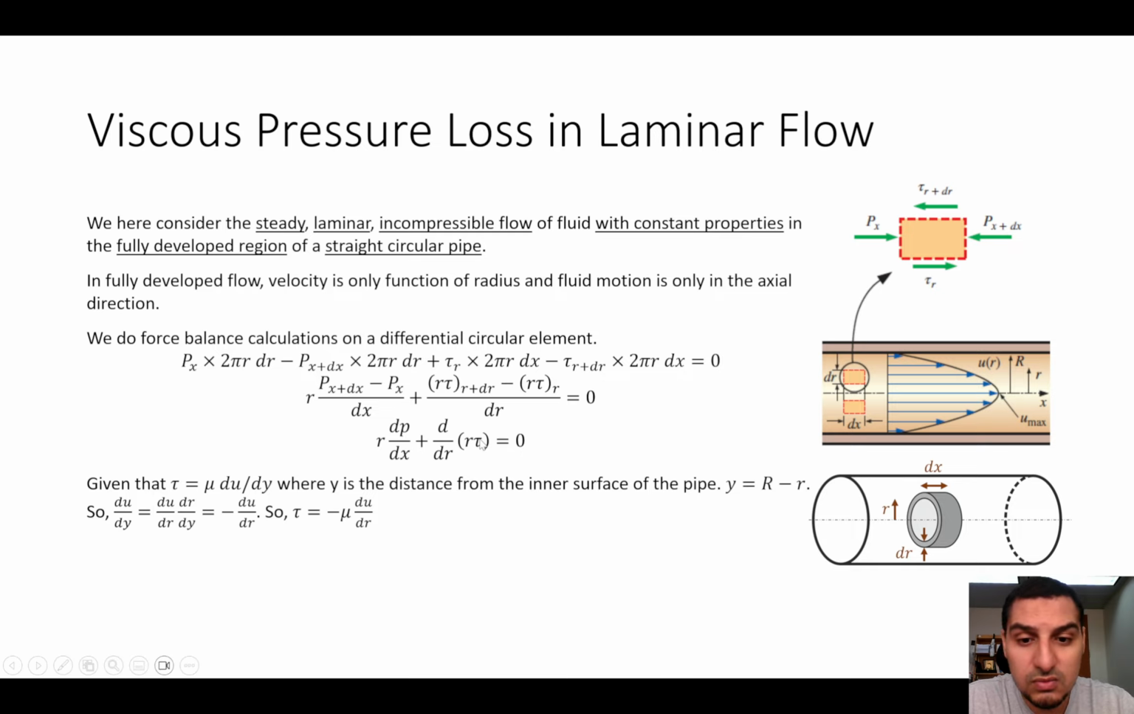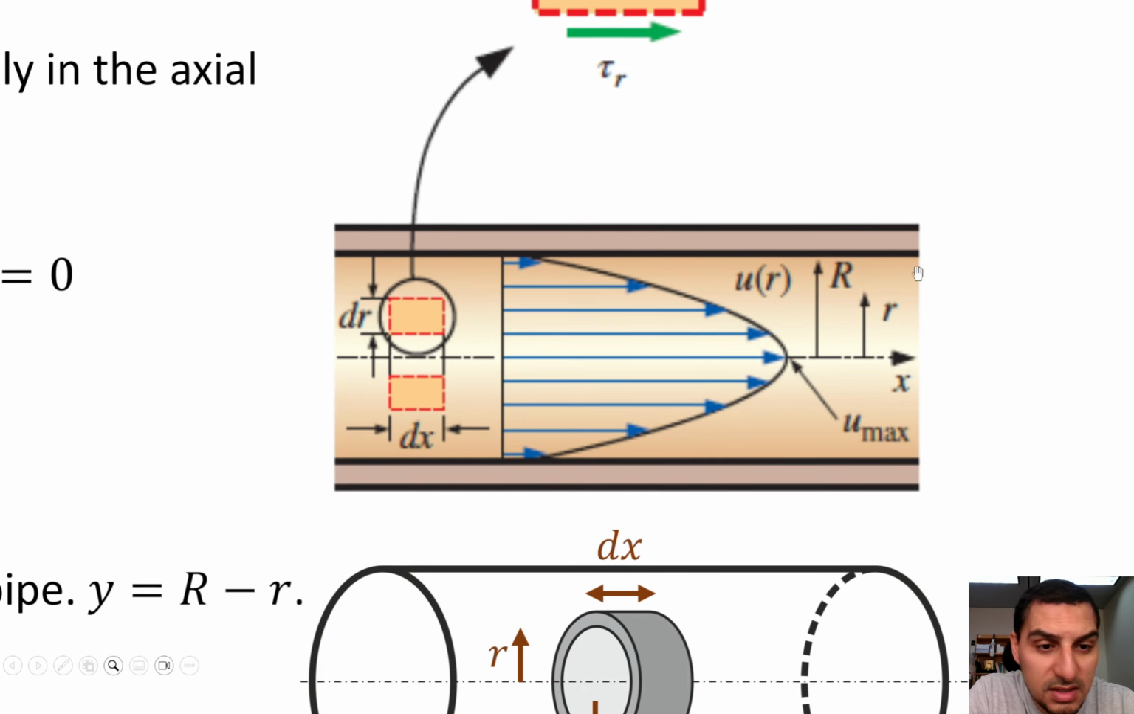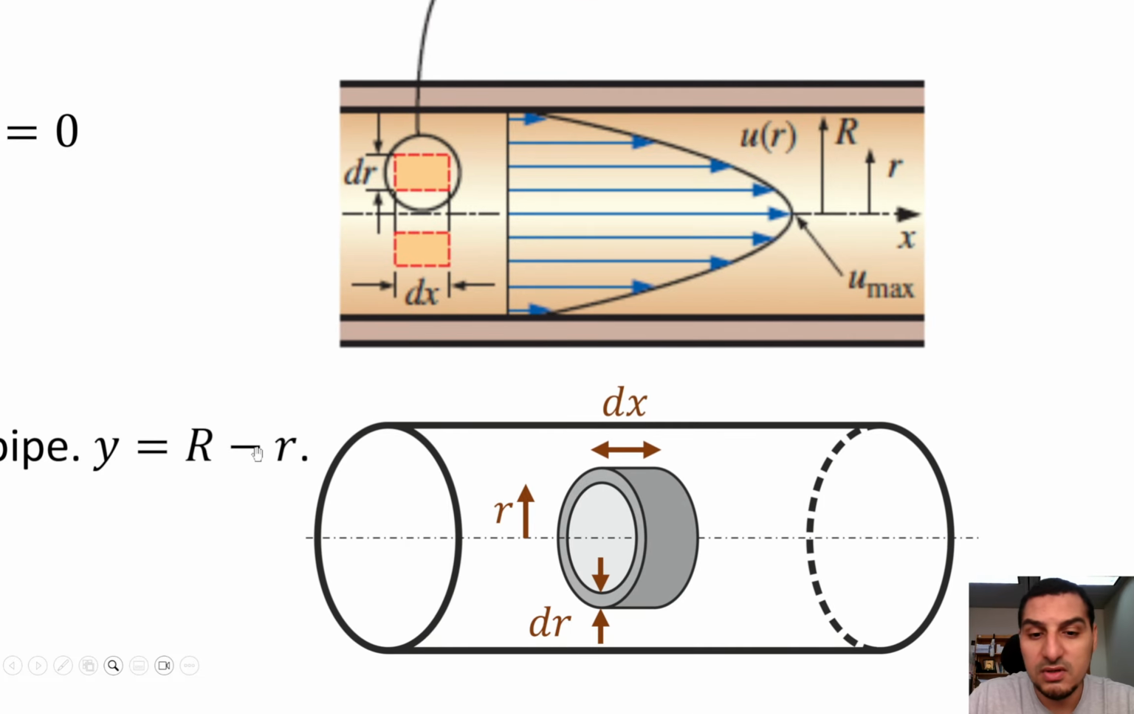Now we can find a formula for the tau. We said that we have a Newtonian fluid, and for a Newtonian fluid, tau equals mu times du by dy. We don't have y here, we have r, so we want to write this equation as du by dr instead of du by dy. The definition of y is the distance from the solid surface, so y is this distance here. If we define y as this distance, it's going to be the uppercase R minus the lowercase r. So this is why we define y this way.